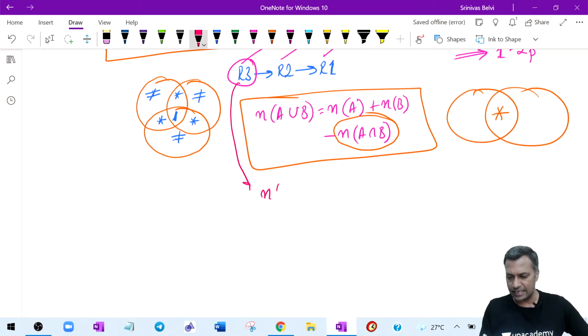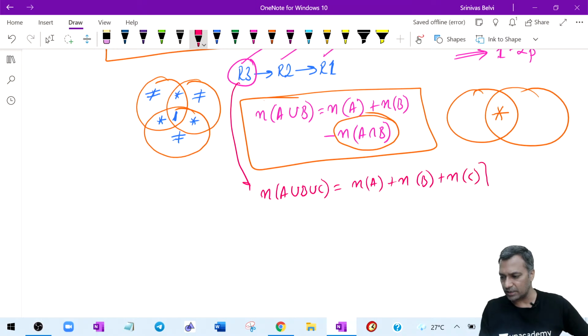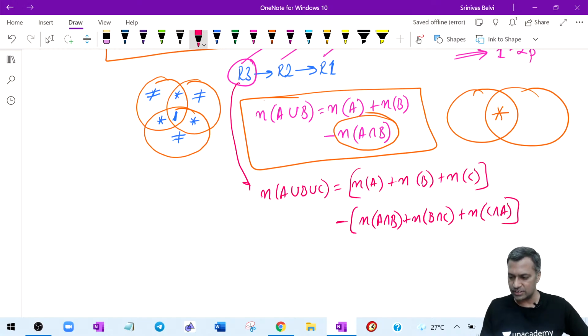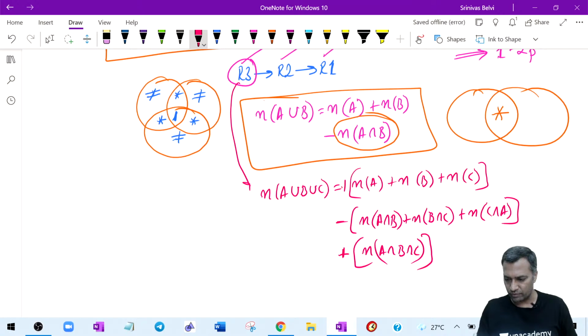Fair enough. Then you will create this: the number of elements in A union B union C is equal to the number of elements in A plus the number of elements in B plus the number of elements in C, one at a time, minus the number of elements in A intersection B, the number of elements in B intersection C, plus the number of elements in C intersection A. Then you will say plus the number of elements in A intersection B intersection C. This is what your teacher has said. This is how you write it: plus, minus, plus. First one with a plus sign, second one with a minus sign, next one with a plus sign.